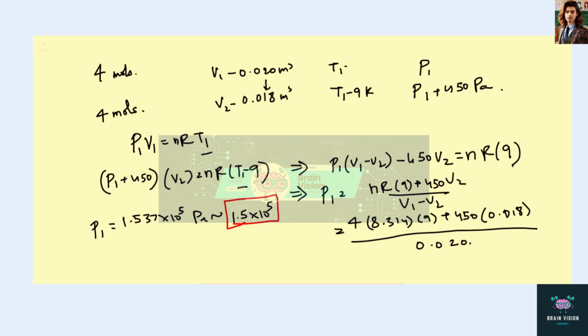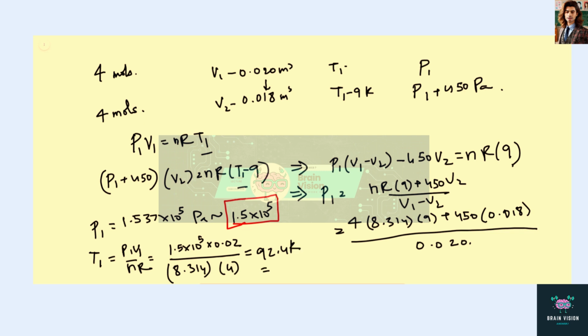Now that we have this, finding temperature should be very easy. We know that T1 is P1V1 by nR. We know P1, V1, n and R. P1 is 1.5 into 10 power 5, V1 is 0.02, R is 8.314 as usual, and n is 4, giving us 92.4 Kelvin, which corresponds to minus 181 degrees Celsius.